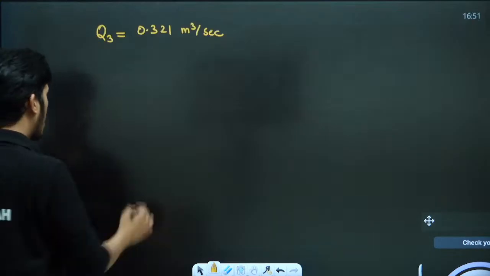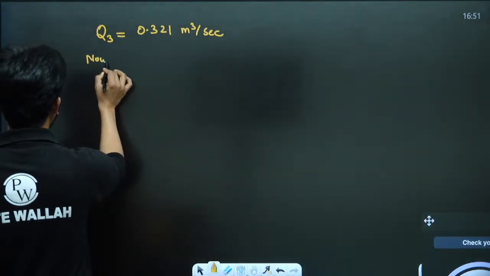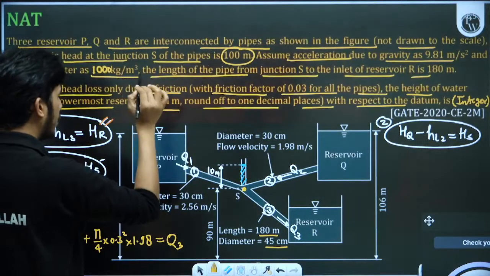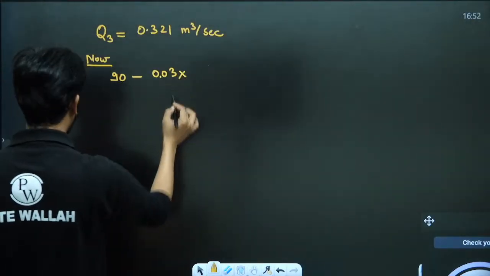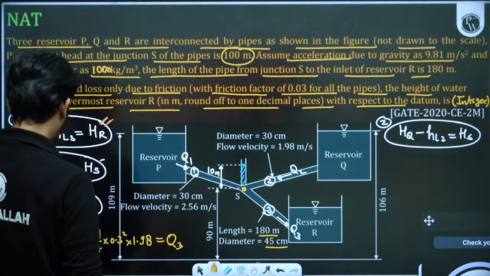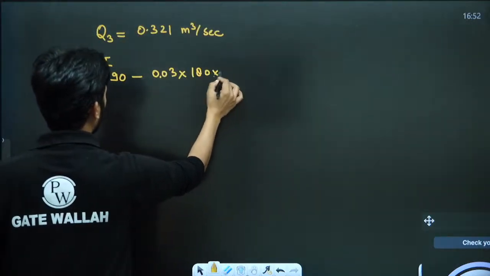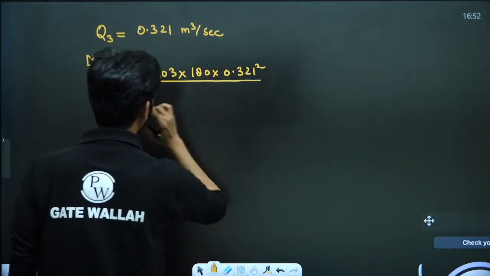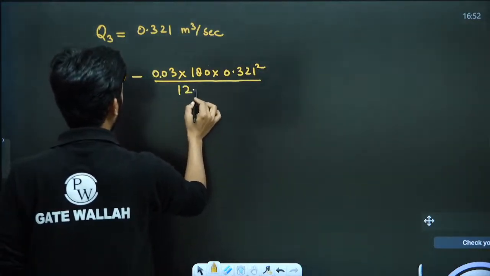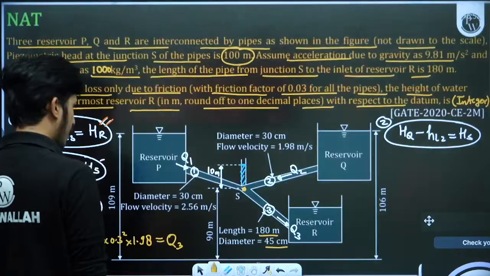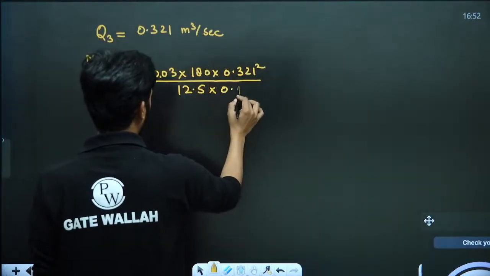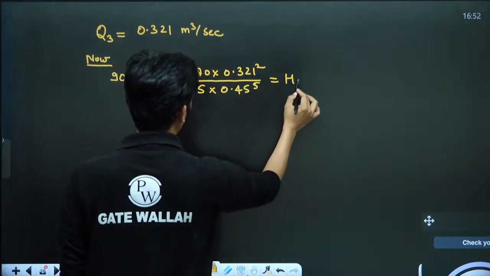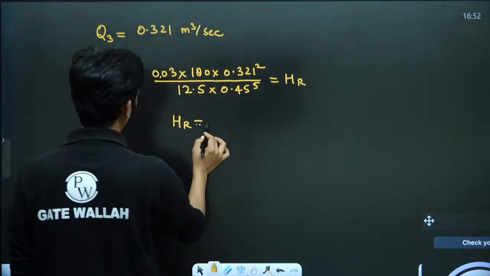HS is how much? HS is 90 minus f, which is 0.03, into length. Third pipe length is 180, into Q squared, 0.321 squared, upon 12.1 into D raised to power 5. What is D? D is 45 centimeters, so 0.45 raised to power 5. That is equal to the head at R, HR. So let us check what is the HR value.